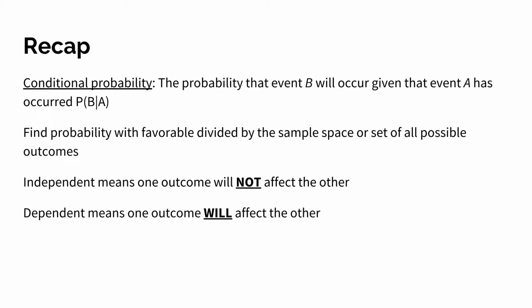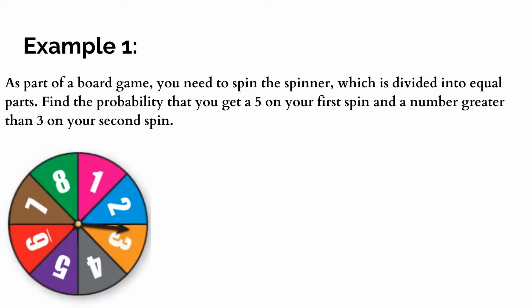So you can see with the symbols, it looks a little bit different than the independent events. Now just a quick recap. Conditional probability is the probability that event B will occur given that event A has occurred, and it looks like P of B given A. And you find probability with favorable divided by the sample space, or set of all possible outcomes. Independent means one outcome will not affect the other, while dependent means one outcome will affect the other. It's very important.